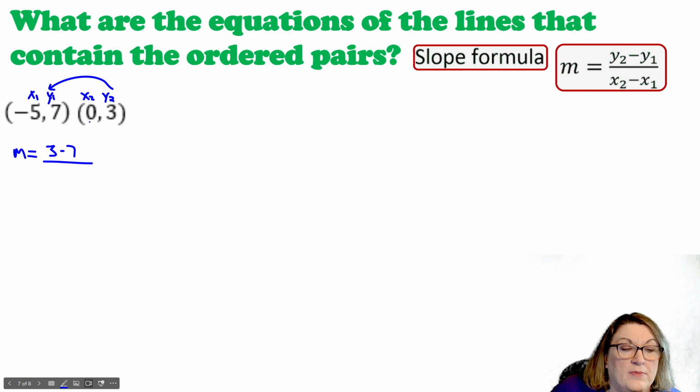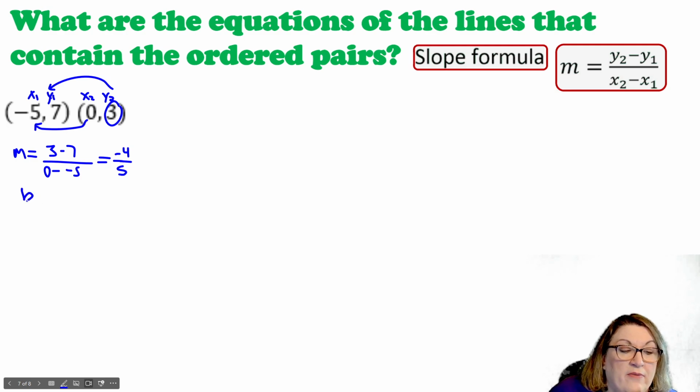On the bottom, I'm subtracting the second x minus the first x. So that would be 0 minus negative 5. Now, 3 minus 7 is negative 4. And then 0 minus negative 5 is actually a positive 5. So there's my slope. And my b is actually located right here. Remember, when the x value is 0, the other number in that point is your b.